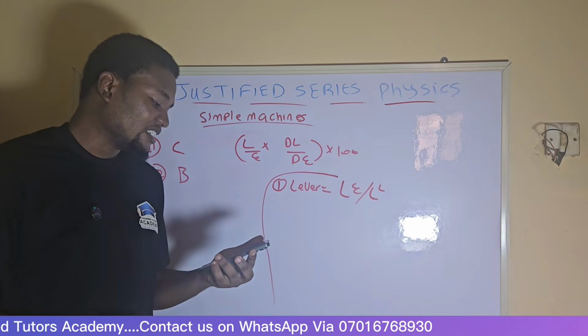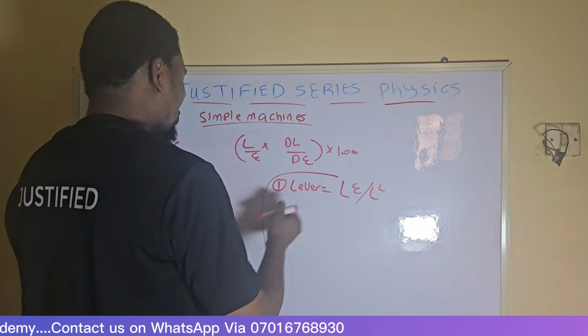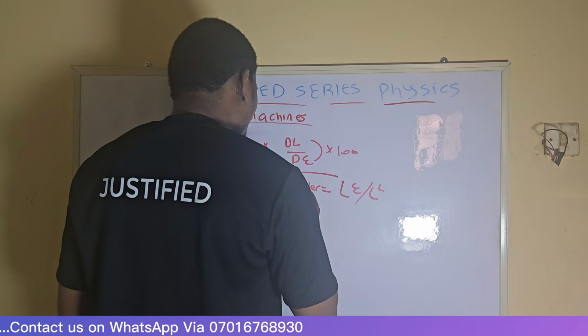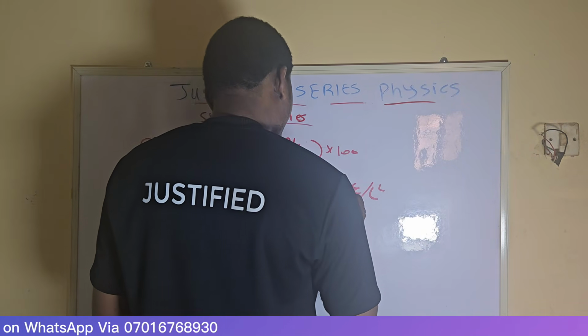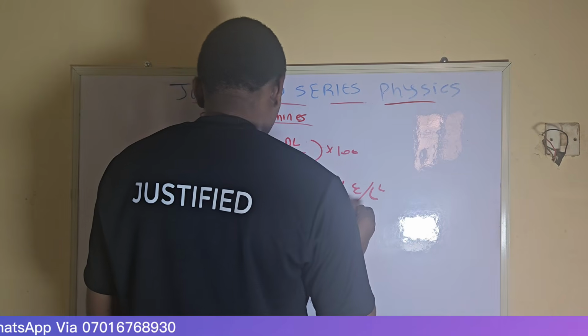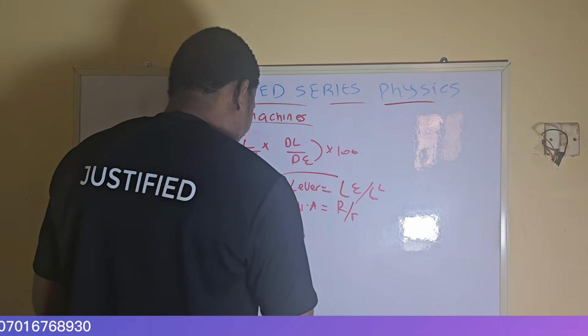The second one is the wheel and axle, which is the radius of the wheel over the radius of the axle. Number 3 is the pulley system.